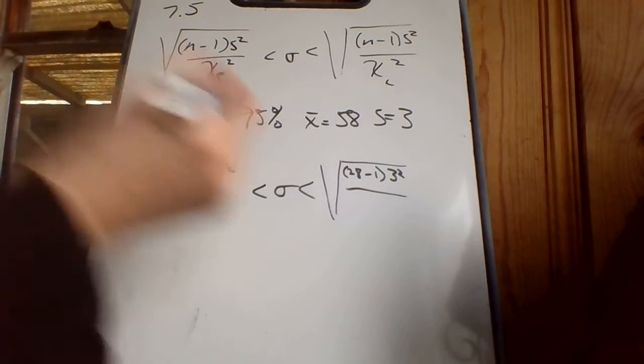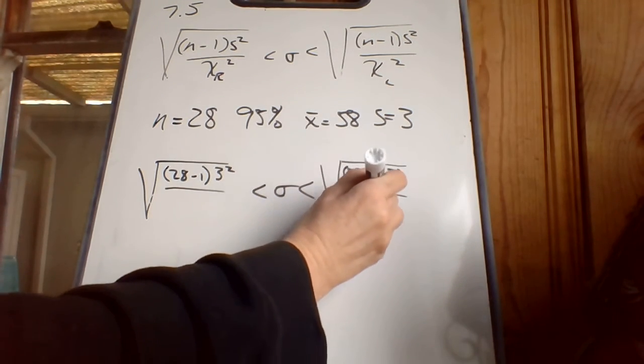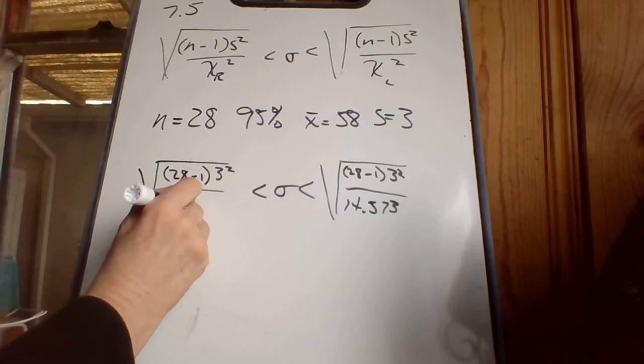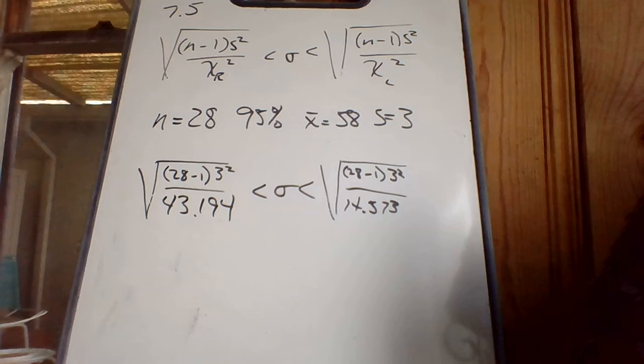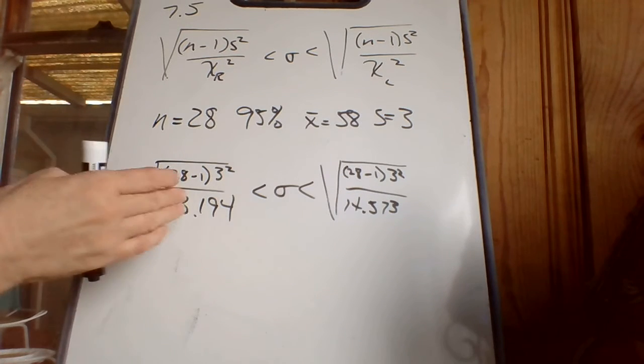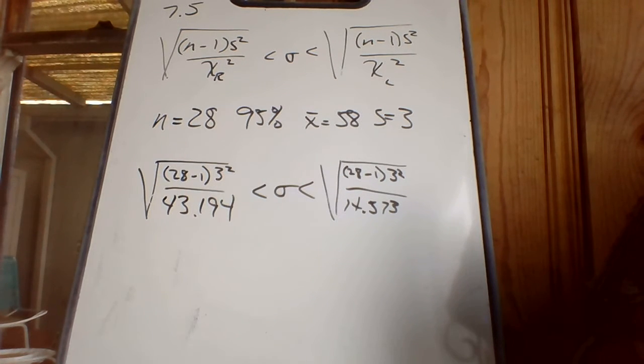14.573 and 43.194. Okay, the one I got off the left-hand side of the chart, I wrote it down over there. Then the one I got off the right-hand side of the chart, I wrote it down over there. And that's everything I need to finish this problem now. Now I just got to do a whole lot of calculator work. I did nothing with the 58. They always give it to you, and you always do nothing with it.